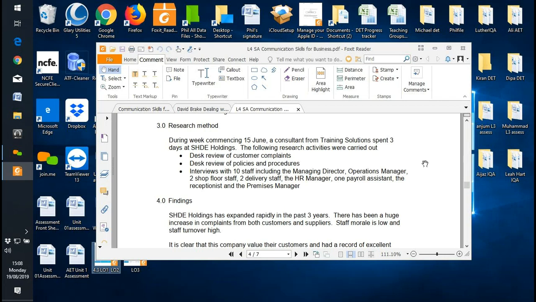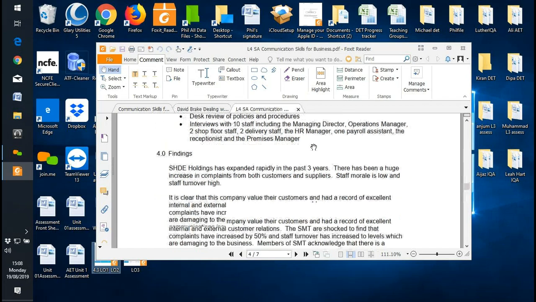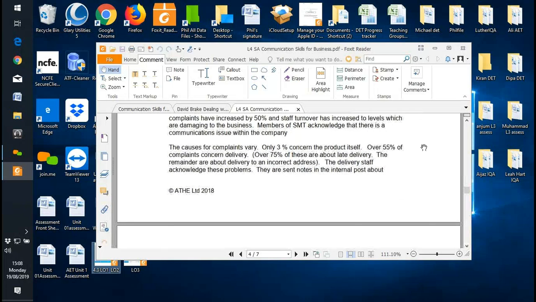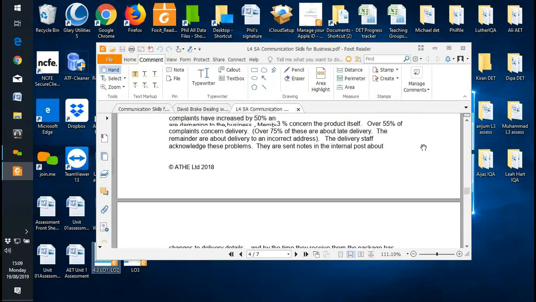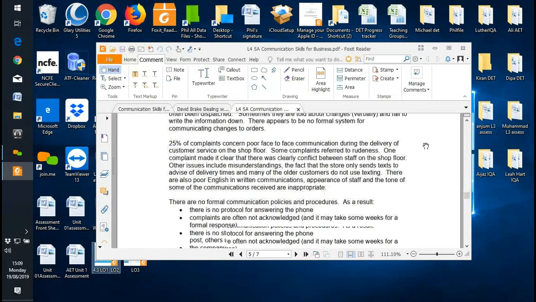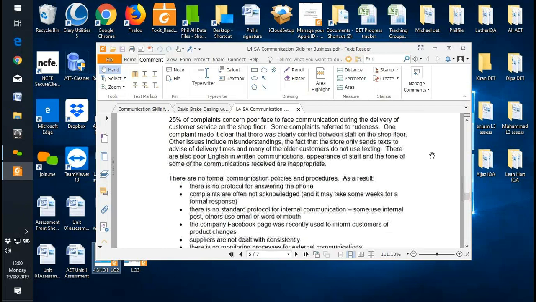the customer complaints, a desk review of the policies and procedures, and interviews of 10 staff, including the managing director and operations manager, 2 shop floor staff, 2 delivery staff, the HR manager, 1 payroll assistant, the receptionist and the premises manager. The findings are then listed underneath here, and that will be the basis of how you perform your report. So this bit at the bottom here is the most useful piece to read, because you need to get the background before you start.